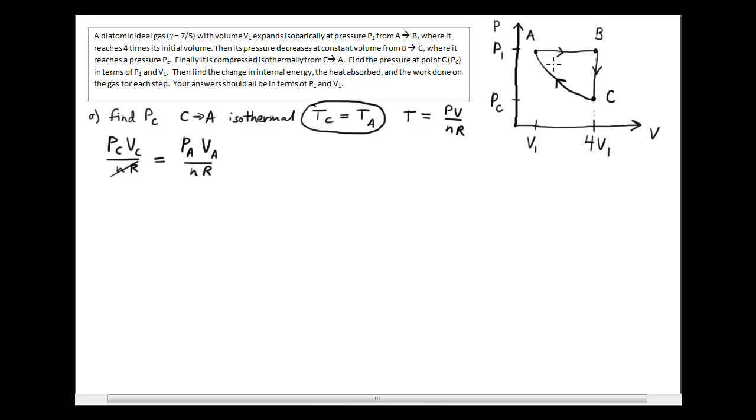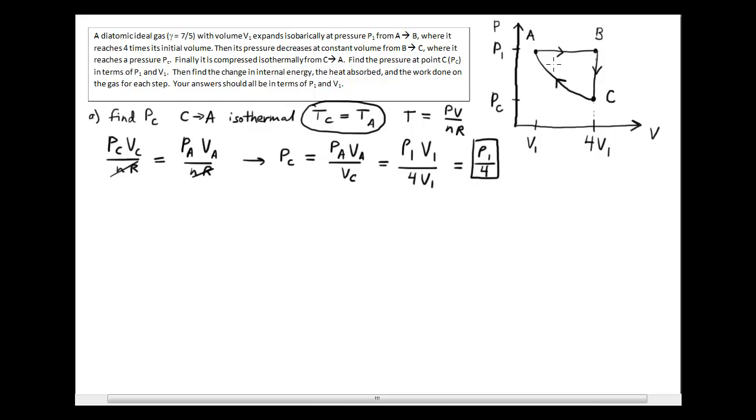So if I multiply both sides by nR, those drop out, and I find very easily, solving for PC, that PC is equal to PA VA over VC. And now let's look at the diagram. PA is P1, VA is V1, VC is 4V1, right? 4V1. And so we find that PC is equal to P1 over 4. And actually, my sketch is pretty close to that. It looks kind of like that PC could be a quarter of the way up to P1 at point A.